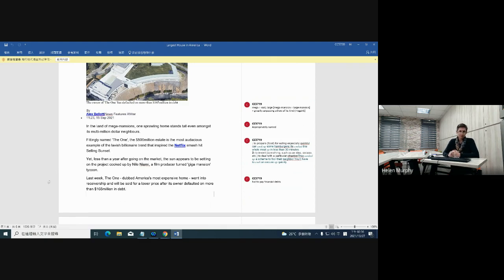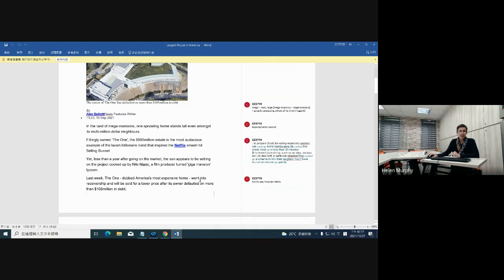another name. Okay, kind of like a joking name. So for example, you could be dubbed the class clown in your high school classroom. Okay, so that's kind of like a nickname that you can go by. So the one has been dubbed or has become known as or nicknamed as America's most expensive home.